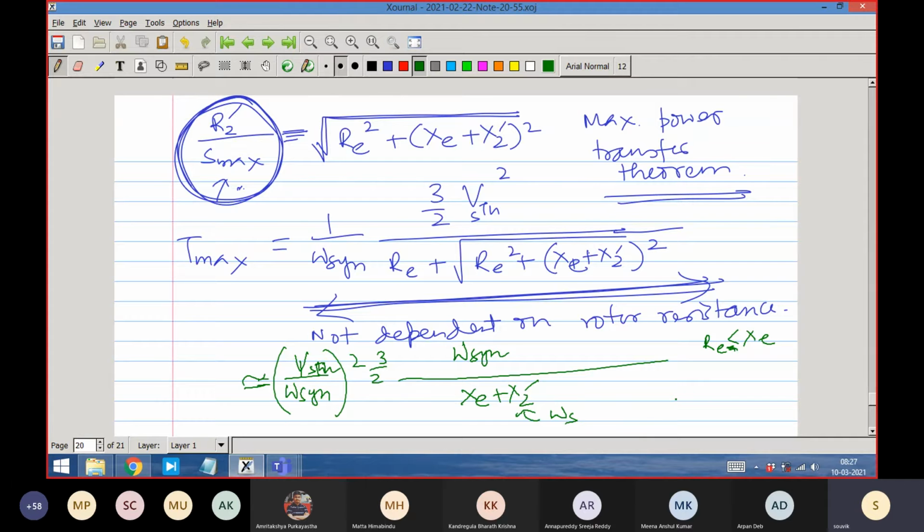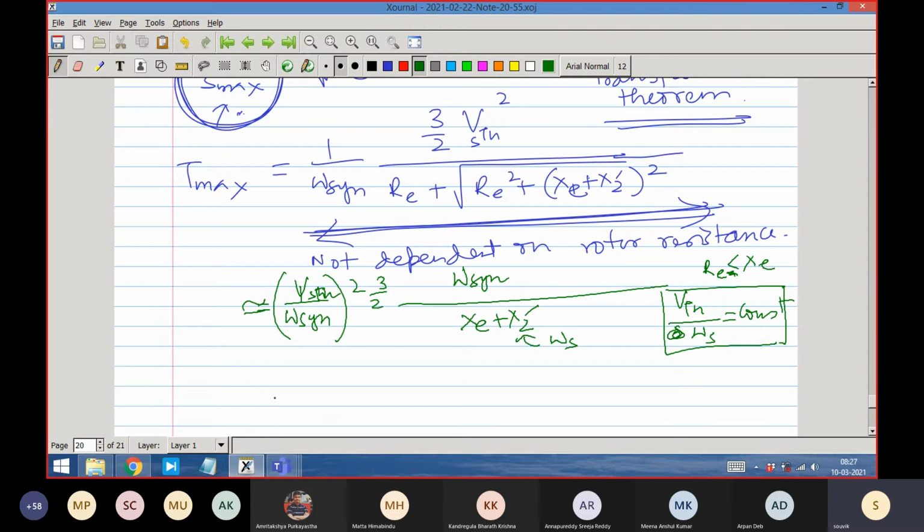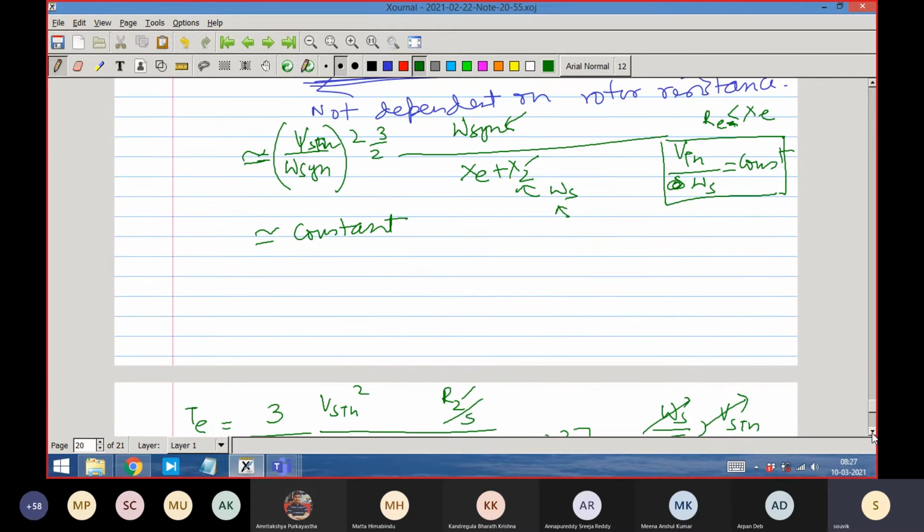So maximum torque is a ratio, as long as you maintain VTH by omega s equal to constant. If you maintain that, you can see that the maximum torque is also nearly equal to constant, because this is cancelling. This is omega sin and this is omega s, so they will be cancelling. The number of poles is a constant, not changing. So therefore, this ratio is nearly constant. Therefore, the characteristics that I had drawn on the previous page holds good.